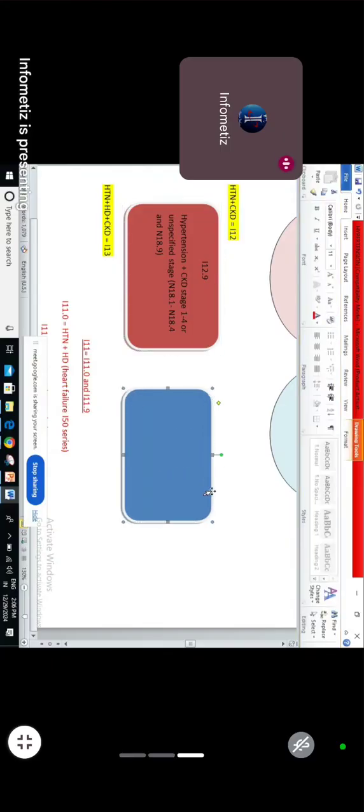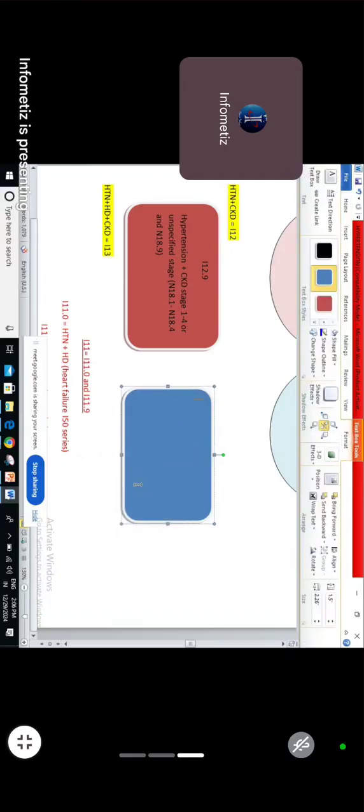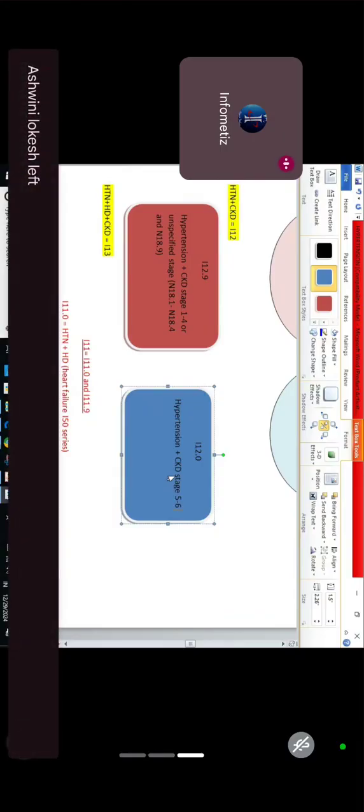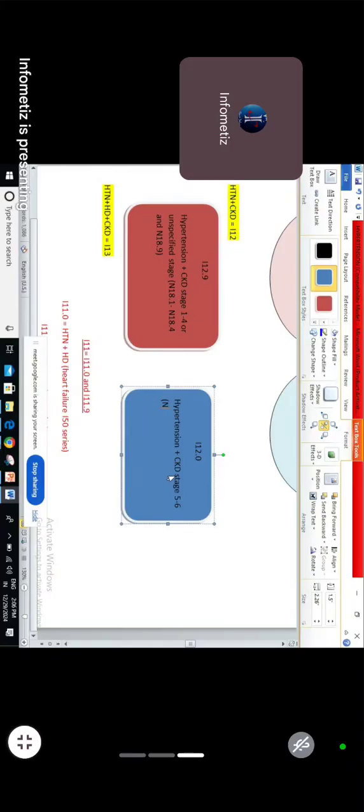What about I12.0 then? This has hypertension plus CKD stage 5 or 6. It means N18.5 and N18.6. Clear?